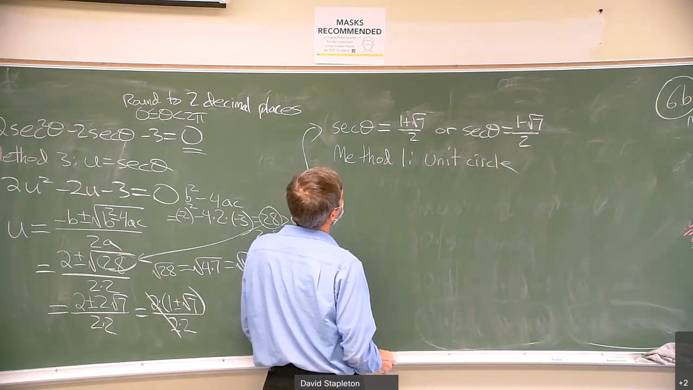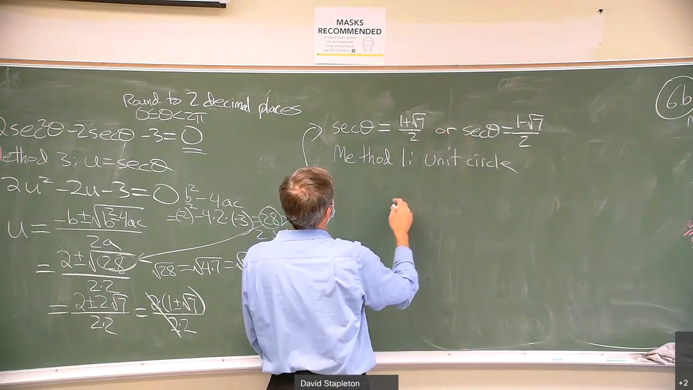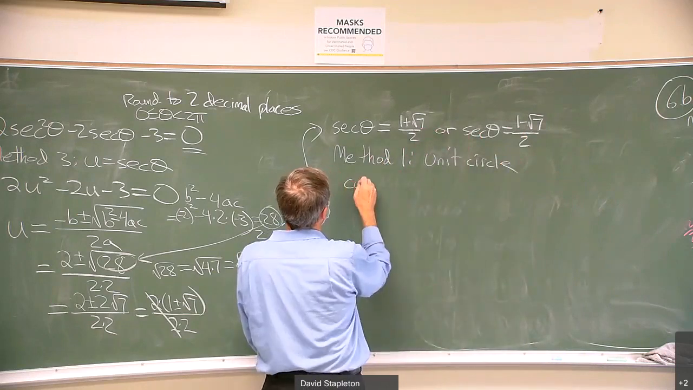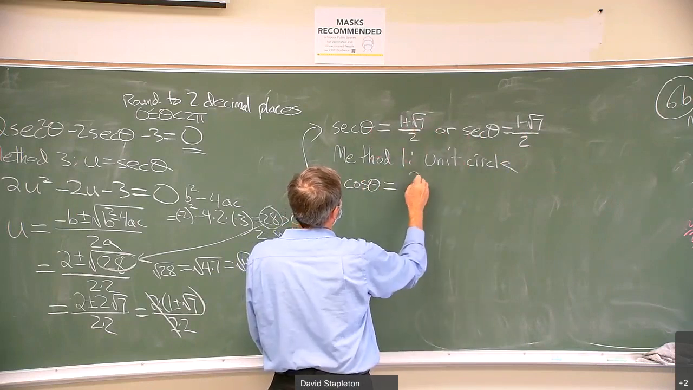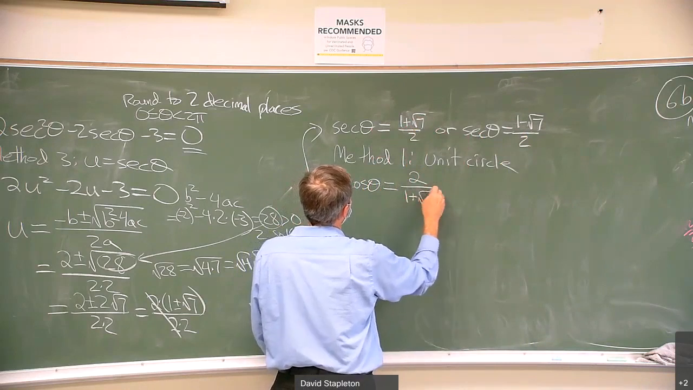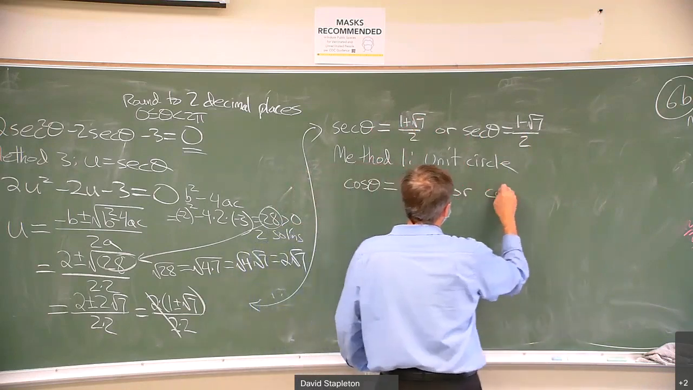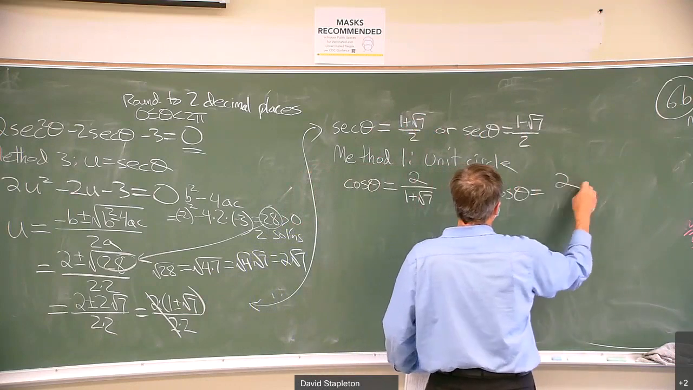However, when it's secant, what you really want to do is write the reciprocal, right? So I'll write cosine theta equal, the reciprocal of this, just turn it upside down, 2 over 1 plus square root 7. Or cosine theta might be 2 over 1 minus square root 7.